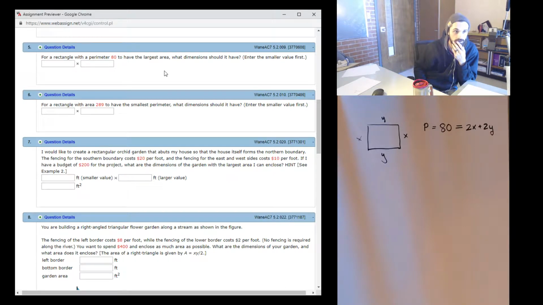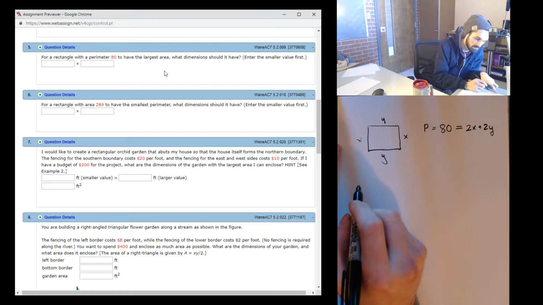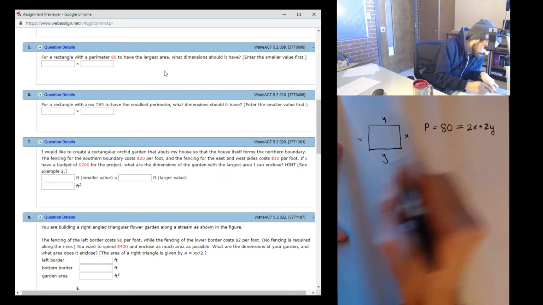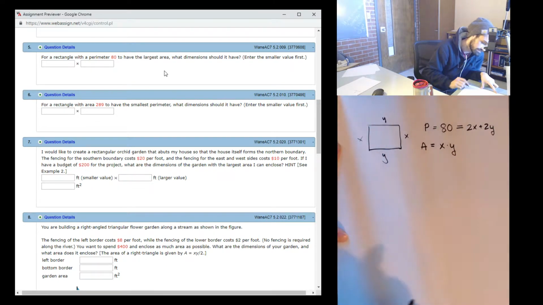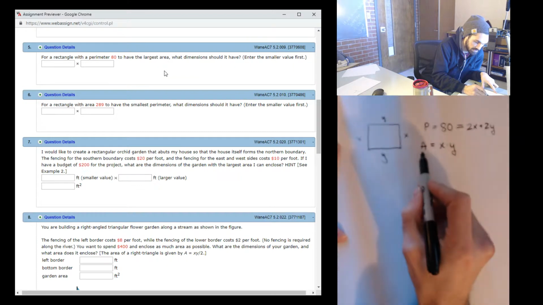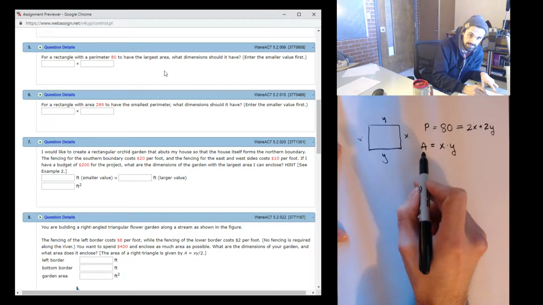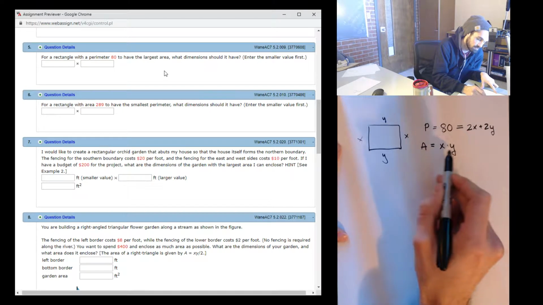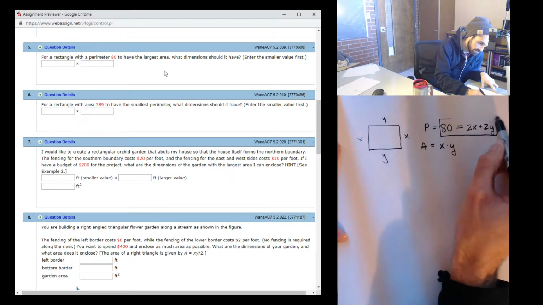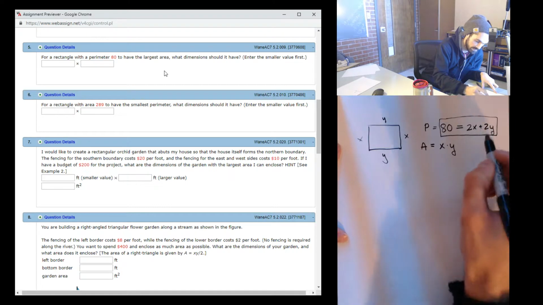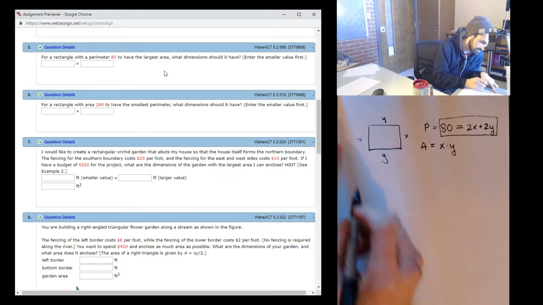So for a rectangle with a perimeter of 80 to have the largest area. Okay, so largest area. That's what we want to maximize. So recognize the area is simply x times y. Alright, and because the area is what we're after maximizing, I need to redescribe the area in terms of only one variable. Typically we like to look at x, so we need to take this relationship and isolate y and shove it back in to this area equation.